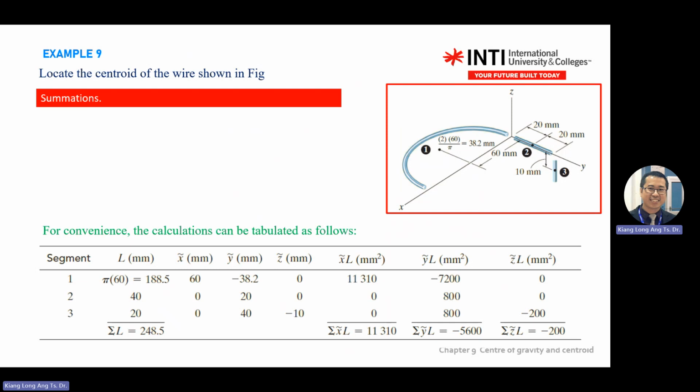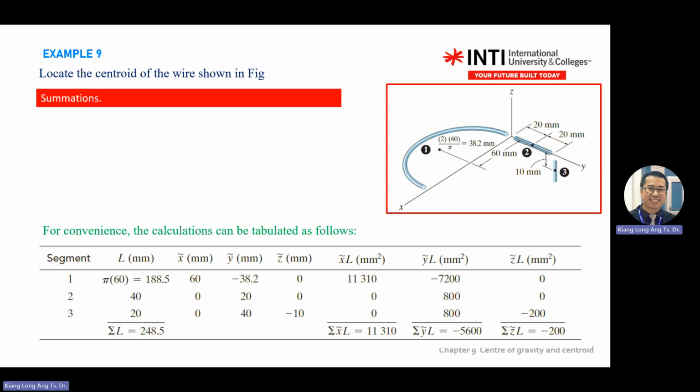Okay, you build L, you build curly x, y, z. Then you multiply x curly with the L, y curly with the L, z curly with the L. You get the values accordingly. Then you sum the x curly L, sum the y curly L, sum the z curly L. So you have the totals of z curly L, y curly L, x curly L, and L.